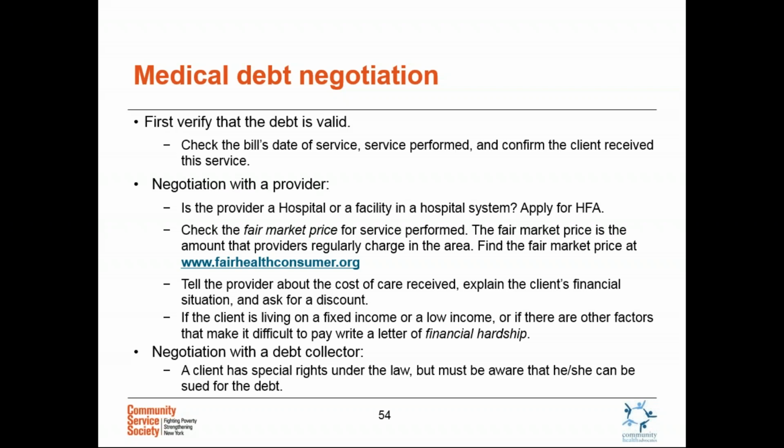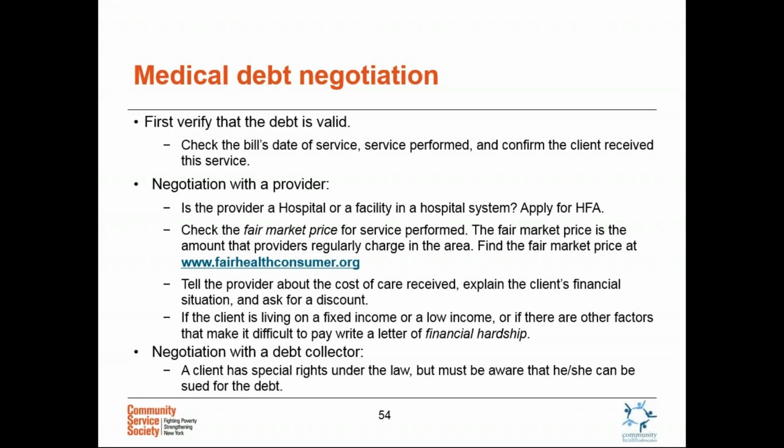You can check the fair market price for the service that your client received on fairhealthconsumer.org. The fair market price is the amount that providers regularly charge for the same service in that area. It's based on zip code, and you can look it up at this website. This is useful in negotiations because it will help you determine whether your client's provider was overcharging and what a more fair amount would be if your client wants to pay less.